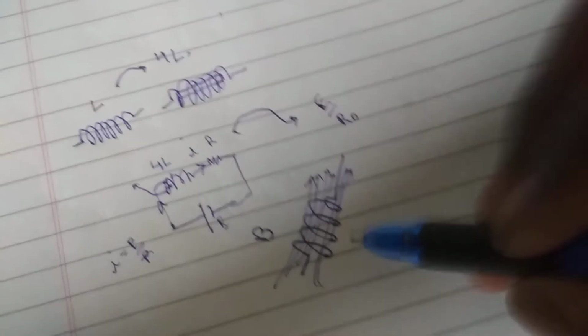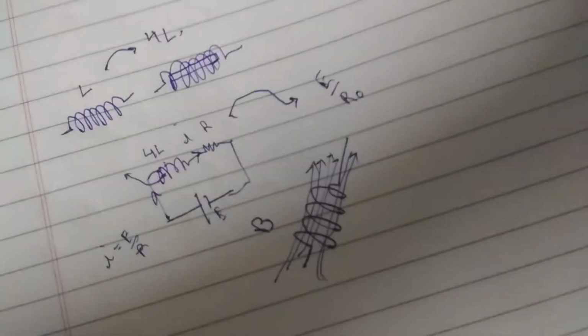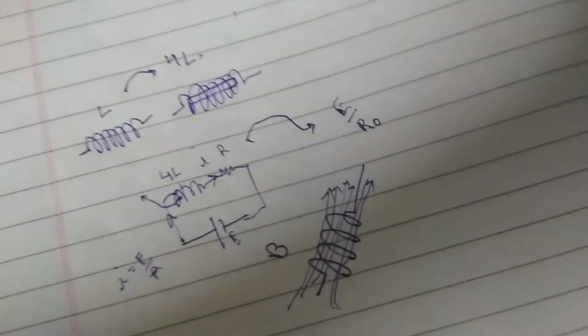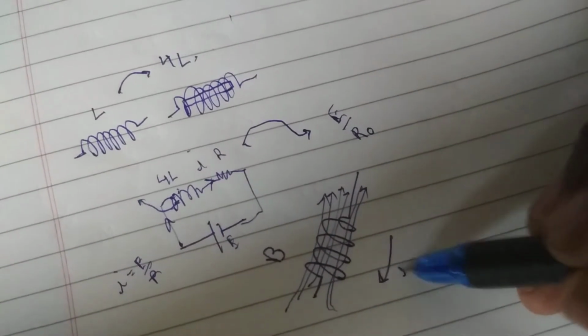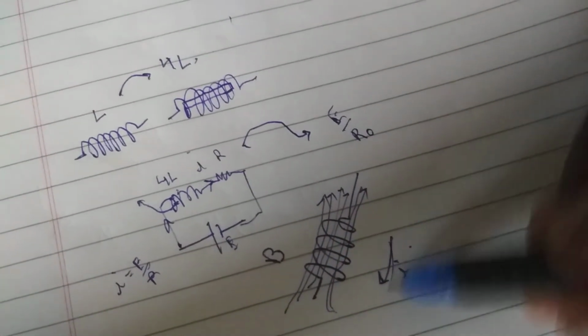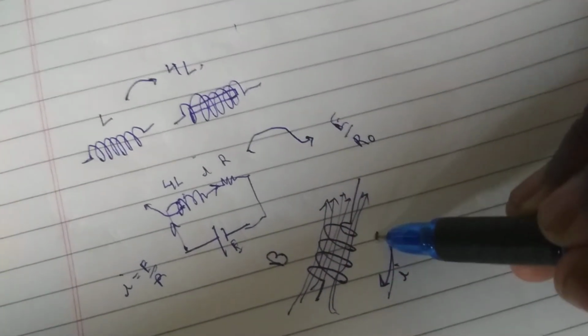But since it is preventing the change of flux, how will it even do it? In which way can it even prevent the change of flux? And the answer is by inducing a reverse current. This current will induce a magnetic field in this direction, thus reducing the flux.